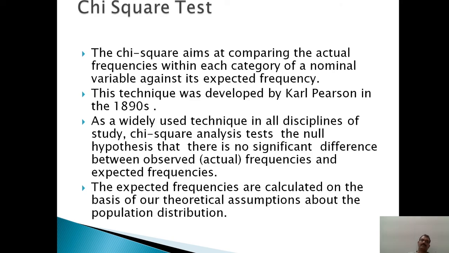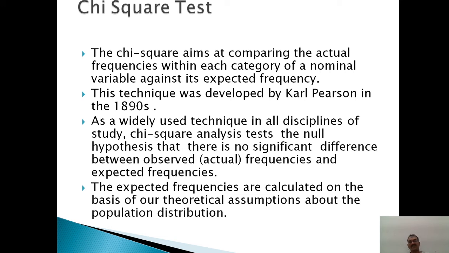Chi-square tests. The chi-square aims at comparing the actual frequencies within each category of a nominal variable against its expected frequency. This technique was developed by Karl Pearson in 1900s.